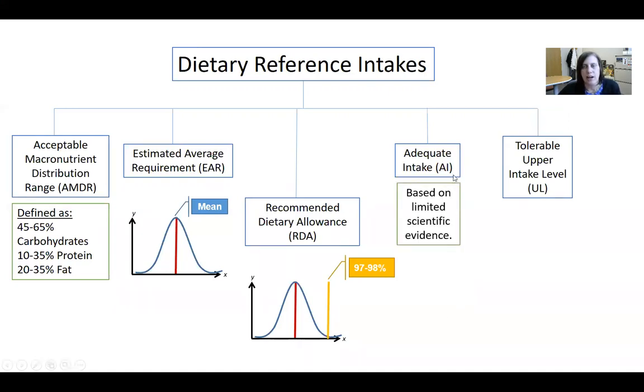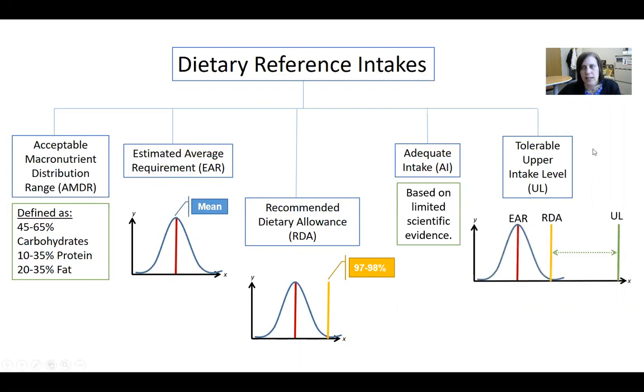An adequate intake, or AI, is established for some vitamins and minerals when the research that the scientists review is not sufficient to really establish an estimated average requirement and therefore an RDA. So they use estimates from the literature that's out there and also observations, and they establish an amount or number related to that particular nutrient.